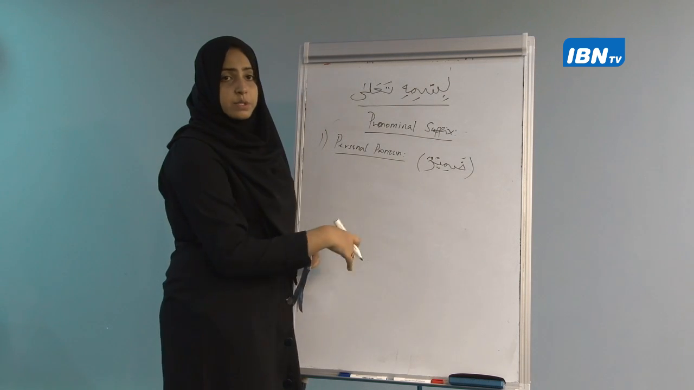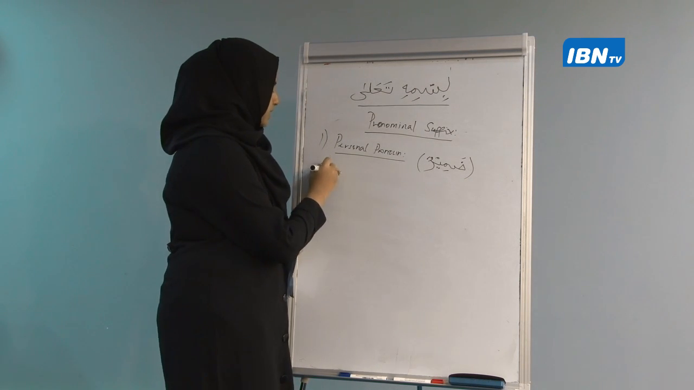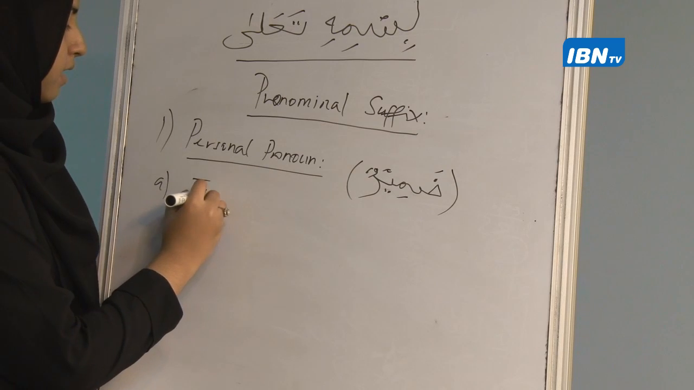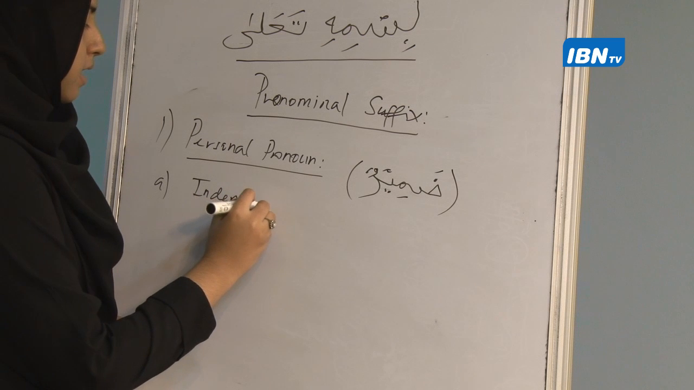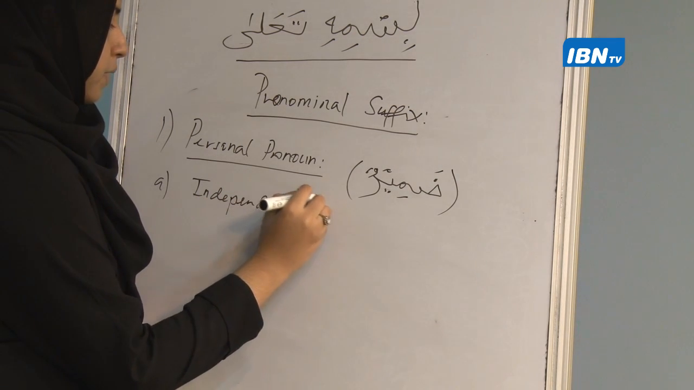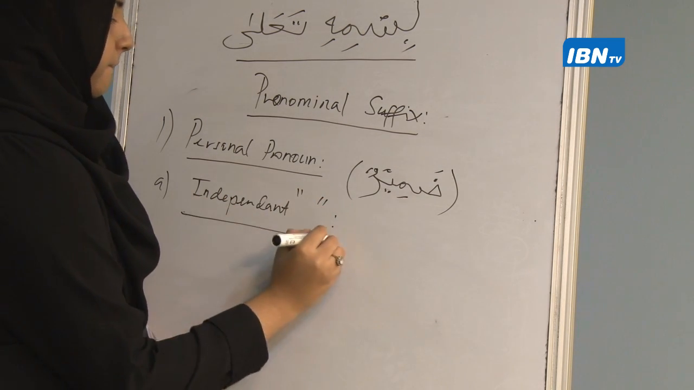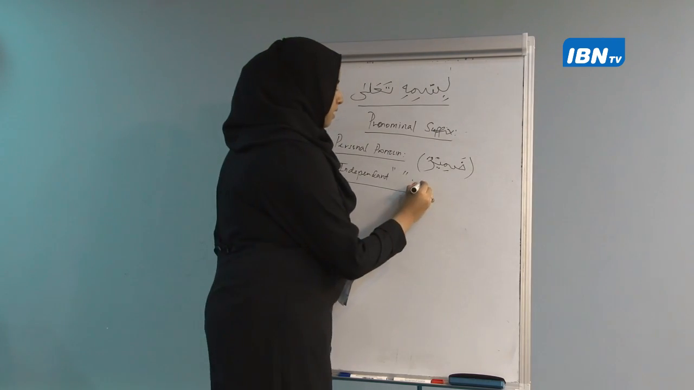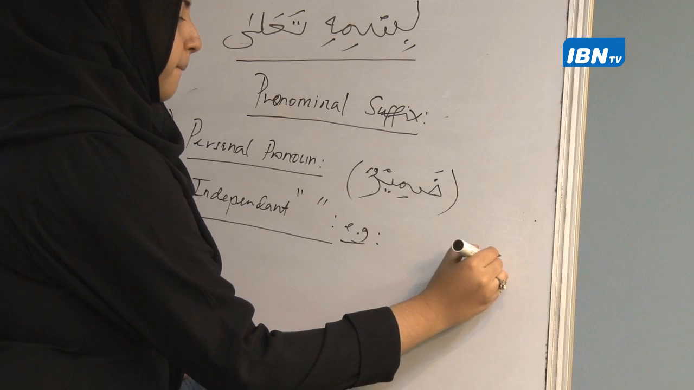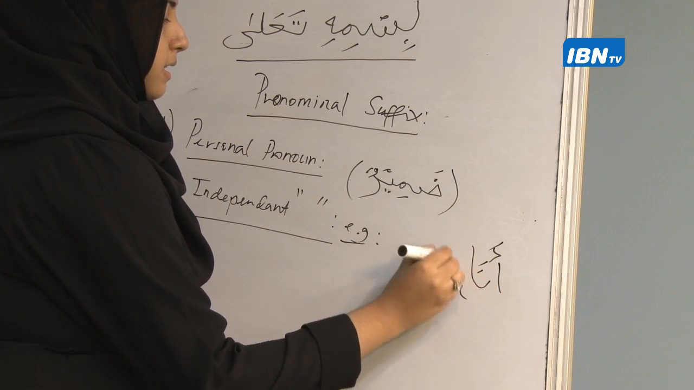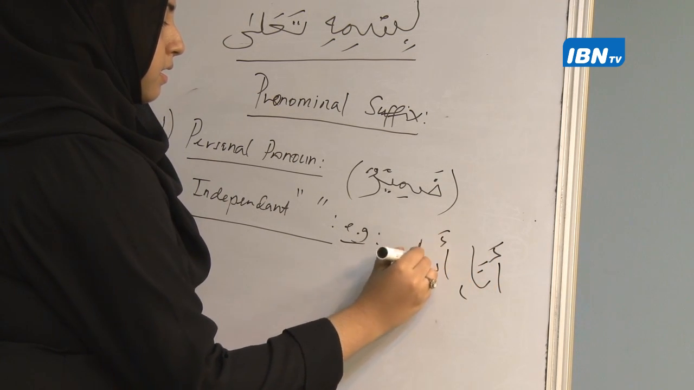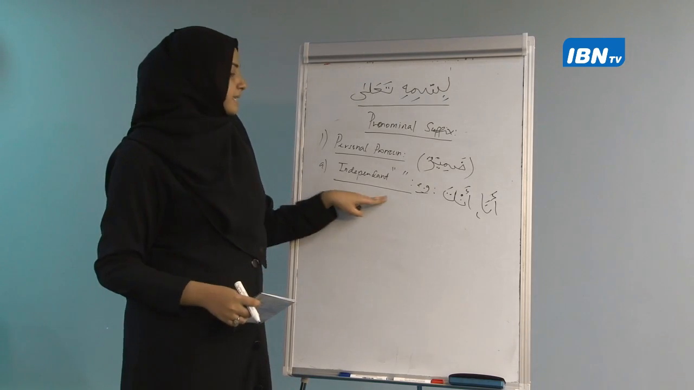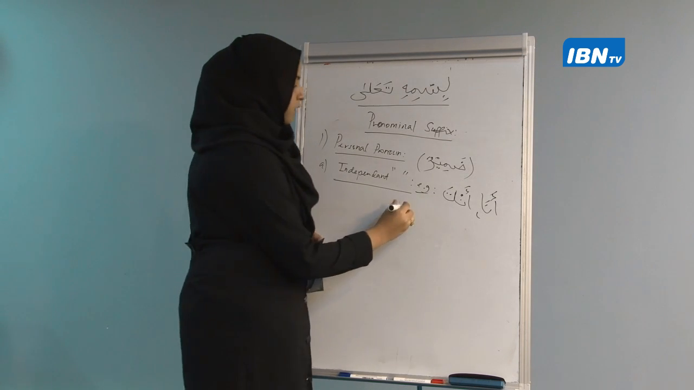There are two types of personal pronoun. The first type is the independent pronoun. Of course, we have already done this. The independent pronoun is, for example, ana, anta, antuma, antum, antunna.